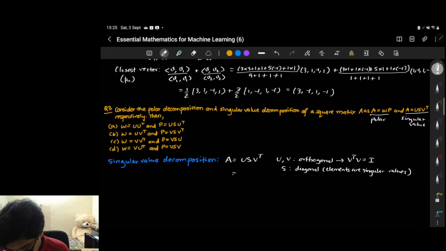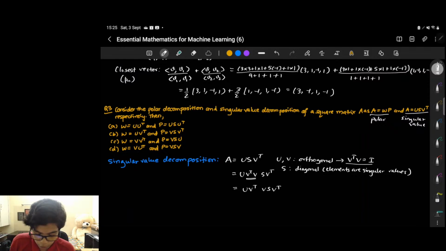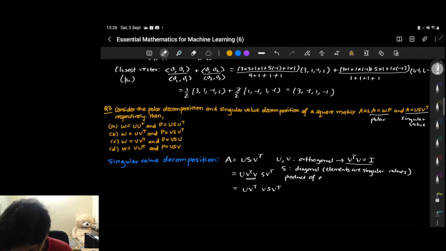So here we can introduce a V transpose V in between, because we know that V transpose V is equal to identity. So we have just introduced that over here. So this is U V transpose times V S V transpose. Now, a product of orthogonal matrices is orthogonal.